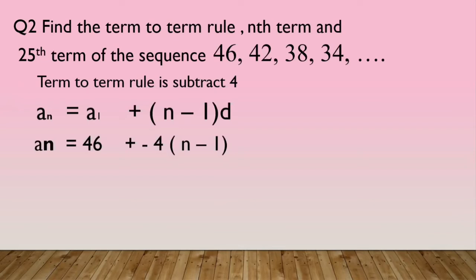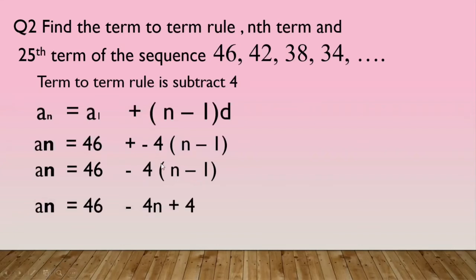We simplify this. So when we are simplifying, we are multiplying by minus 4 to the terms inside the bracket. So first, plus into minus is minus. That is how we get 46 minus 4 in bracket n minus 1. Now we further simplify this, multiplying by minus 4 to each term in the bracket. Minus 4 into n is minus 4n, and minus 4 into minus 1 is plus 4. Now 46 plus 4 is 50, and this is how we get the nth term as 50 minus 4n.